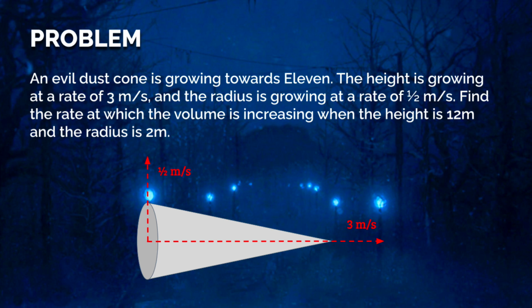So for our first scenario, we can see that an evil dust cone is growing towards 11. We determined that the height is growing at a rate of 3 meters per second, the radius was growing at a rate of 1/2 meters per second, and the question wants us to find the rate at which the volume is increasing when the height is 12 meters and the radius is 2 meters.